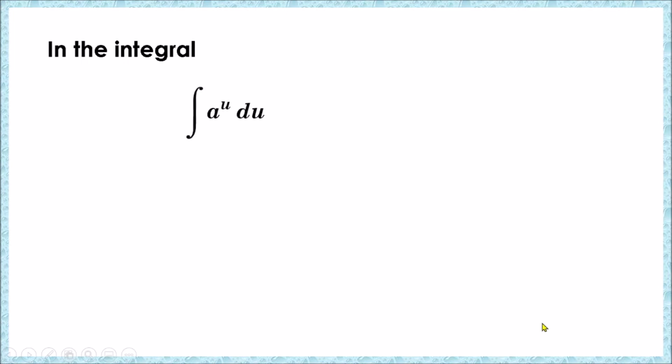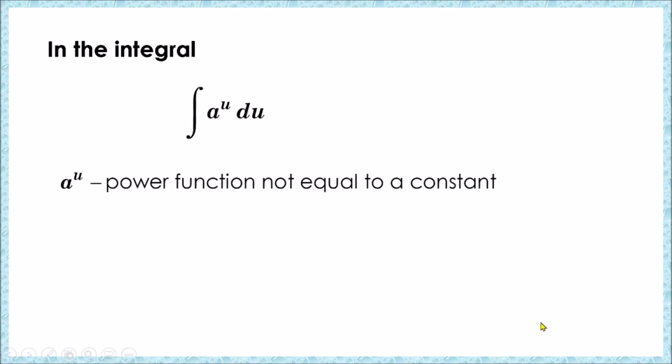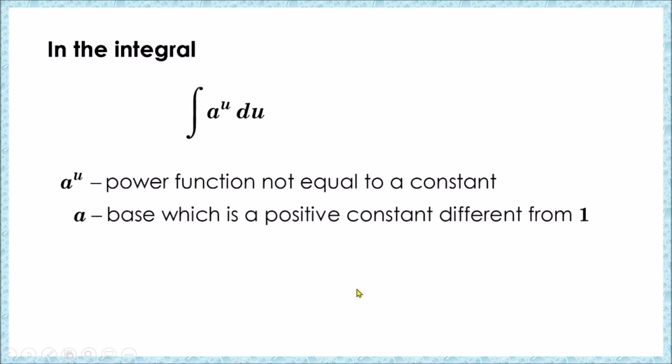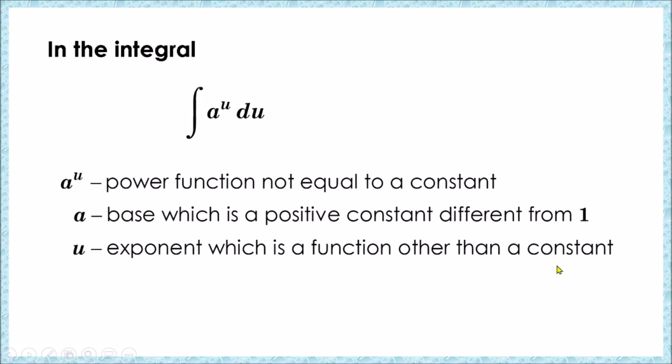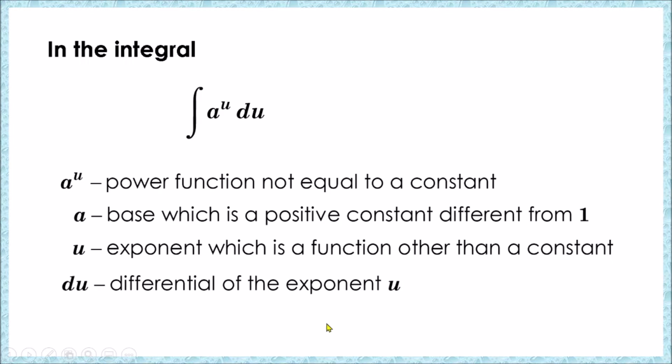In the integral a to the u du, a to the u is the power function, not equal to a constant. a is the base, which is a positive constant different from 1. u is the exponent, which is a function other than a constant. And du is the differential of the exponent u. If all of these requirements are satisfied, then the integral of a to the u du is equal to a to the u over ln a plus c. Remember, a is greater than 0 but not equal to 1.